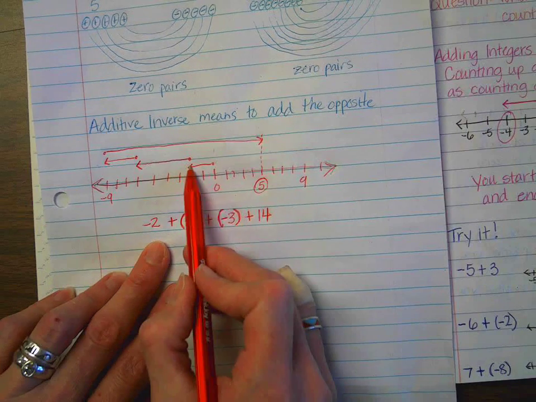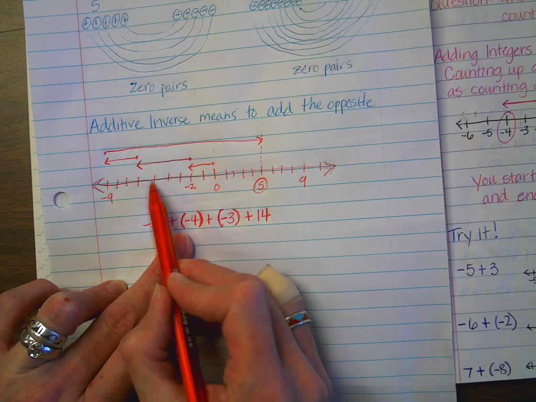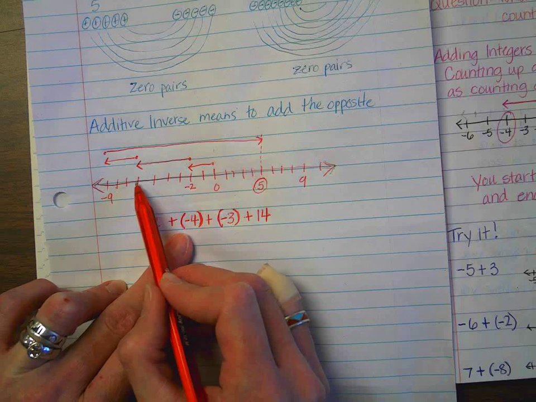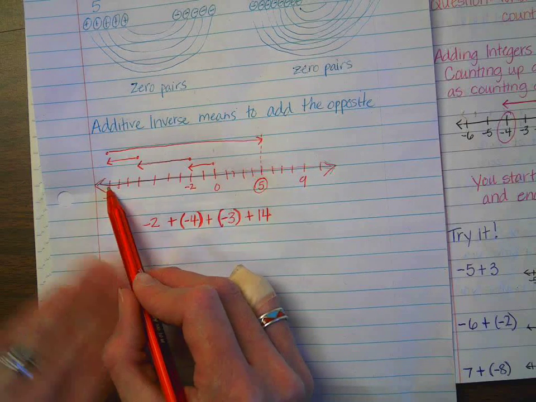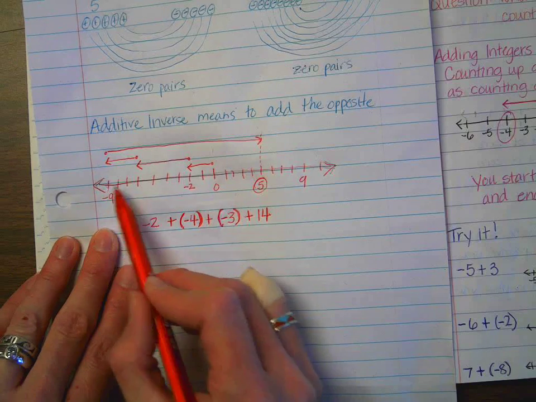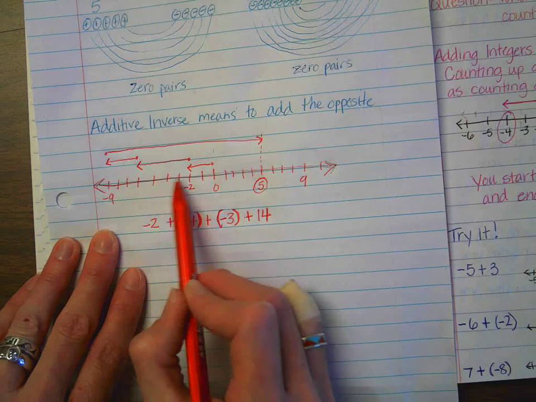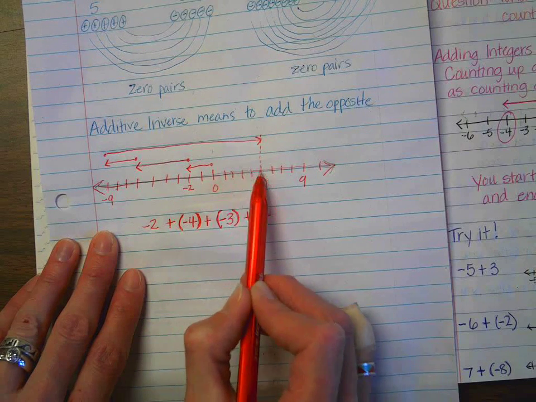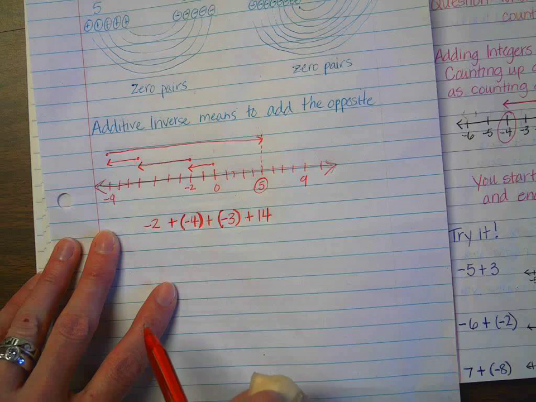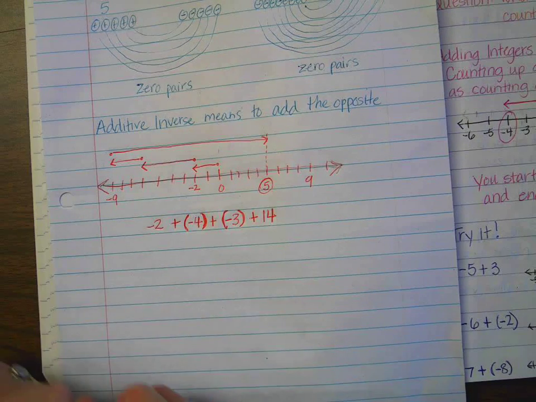So let's check it. So we have -2 plus a -4. So that's -3, -4, -5, -6, plus a -3 again, -7, -8, -9, plus 14. So we counted it all the way back, so that would be -8, -7, -6, -5, -4, -3, -2, -1, 0, 1, 2, 3, 4, 5, and our answer is 5. Okay, you could also double check yourself.